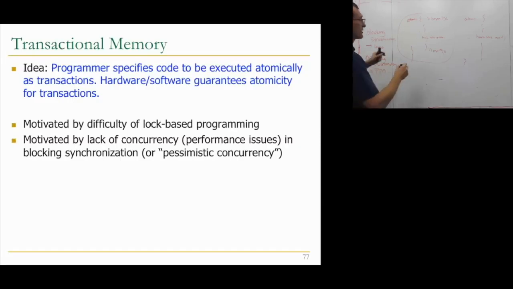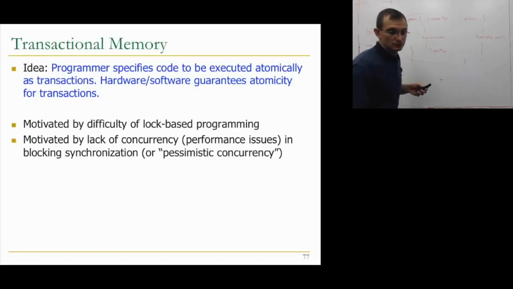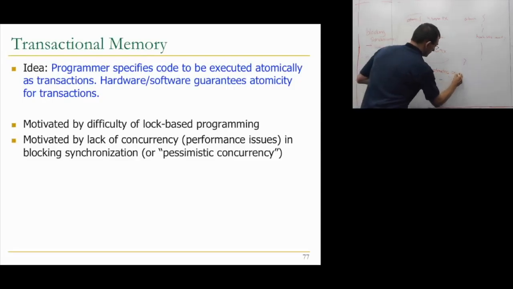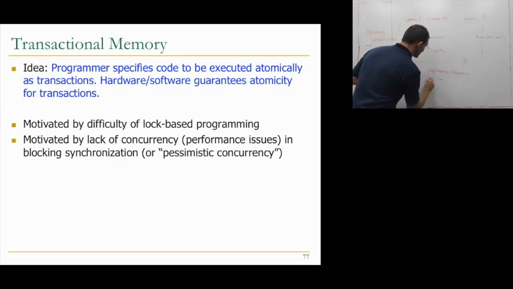Because when you get to a critical section, atomic block, you don't block, right? You don't actually wait for someone else to release the lock because there is no lock, okay? Also, transactional memory is called optimistic concurrency, whereas locks are called pessimistic concurrency.